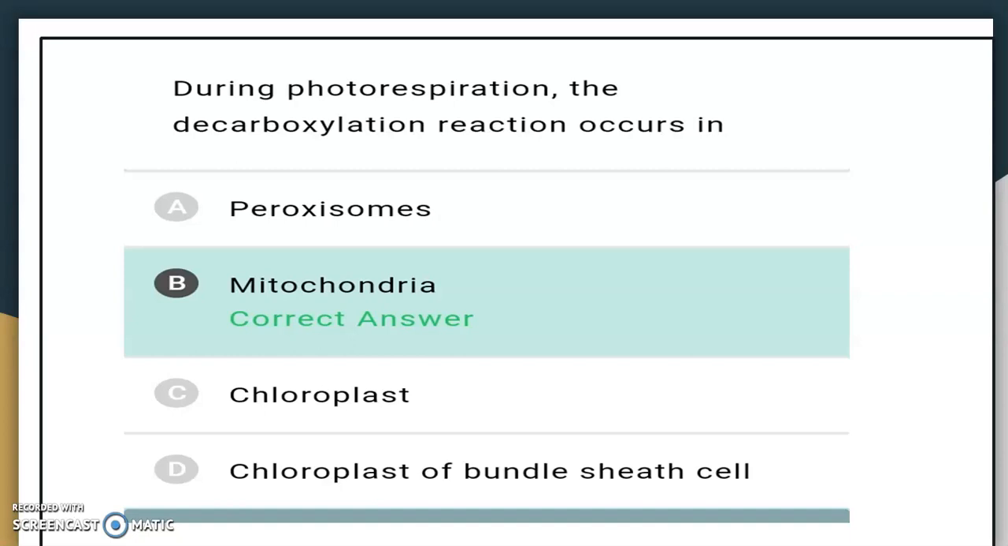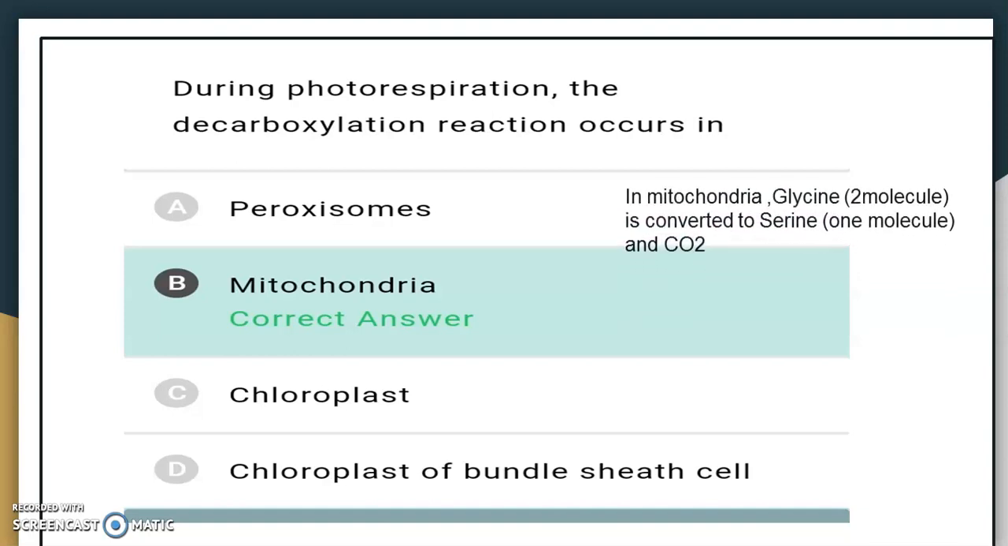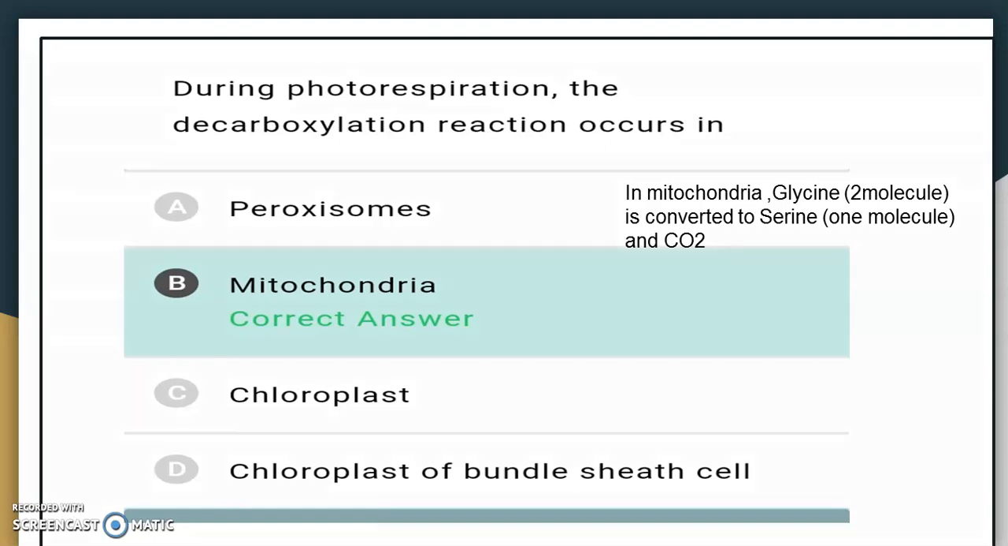During photorespiration, basically we know three organelles are involved: chloroplast, peroxisome and mitochondria. In mitochondria, two molecules of glycine are converted to serine and CO2 is released. So glycine is converted to serine and CO2 is released. That's why it's a decarboxylation reaction.